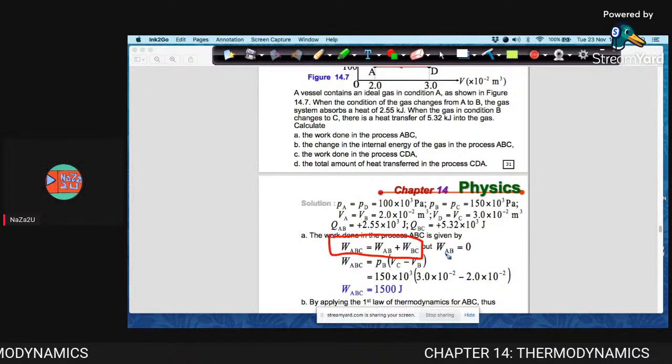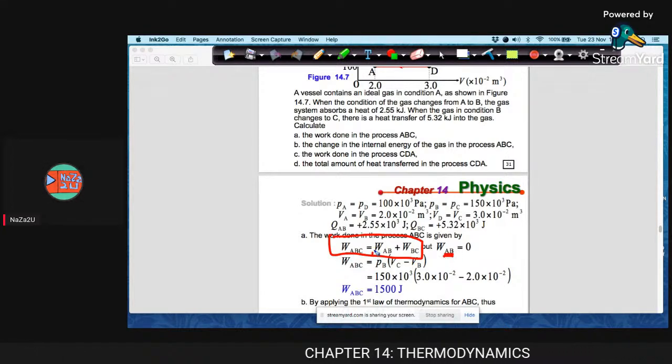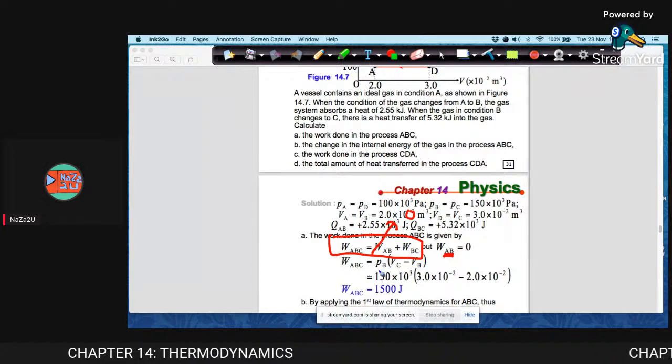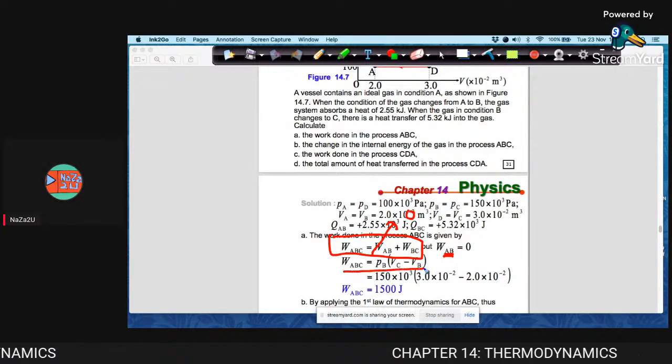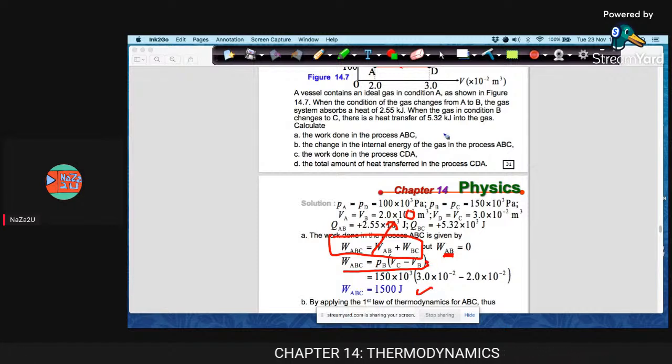Tetapi kita tahu pada AB tu kerana constant volume, AB work done is equal to 0. Jadi kita cuma consider work done pada BC sahaja. So kita gunakan perkaitan inilah, W is equal to PdV. So kita boleh kira lah kat situ.